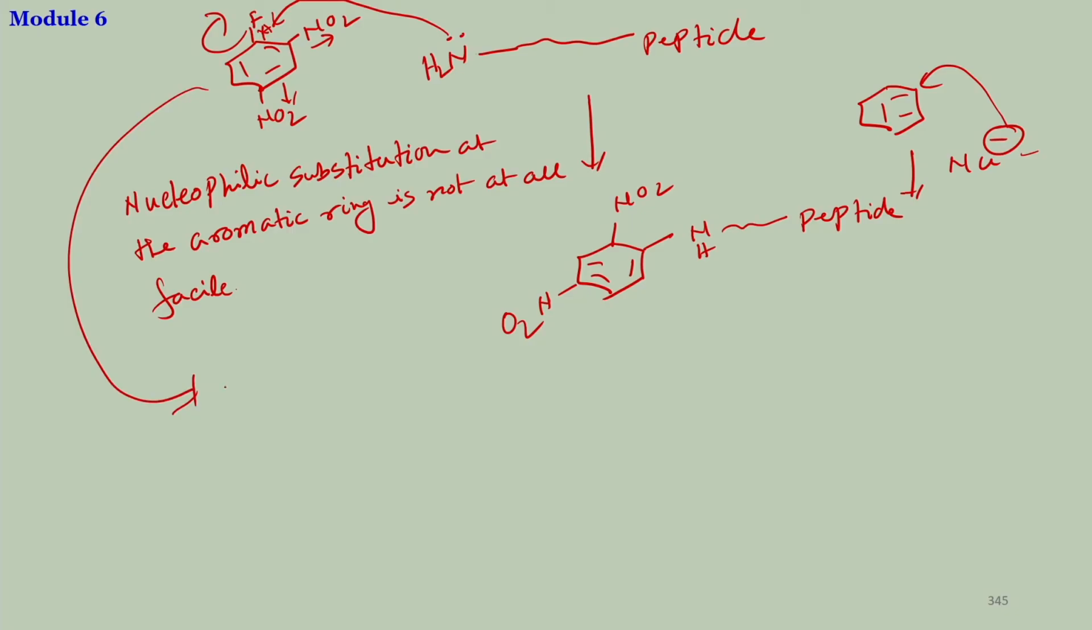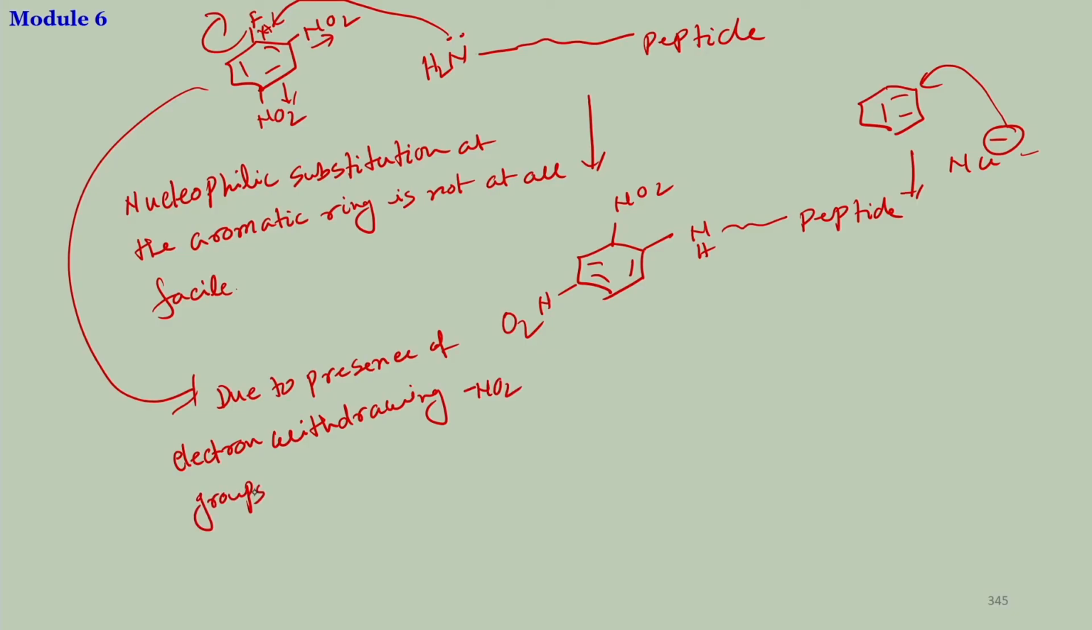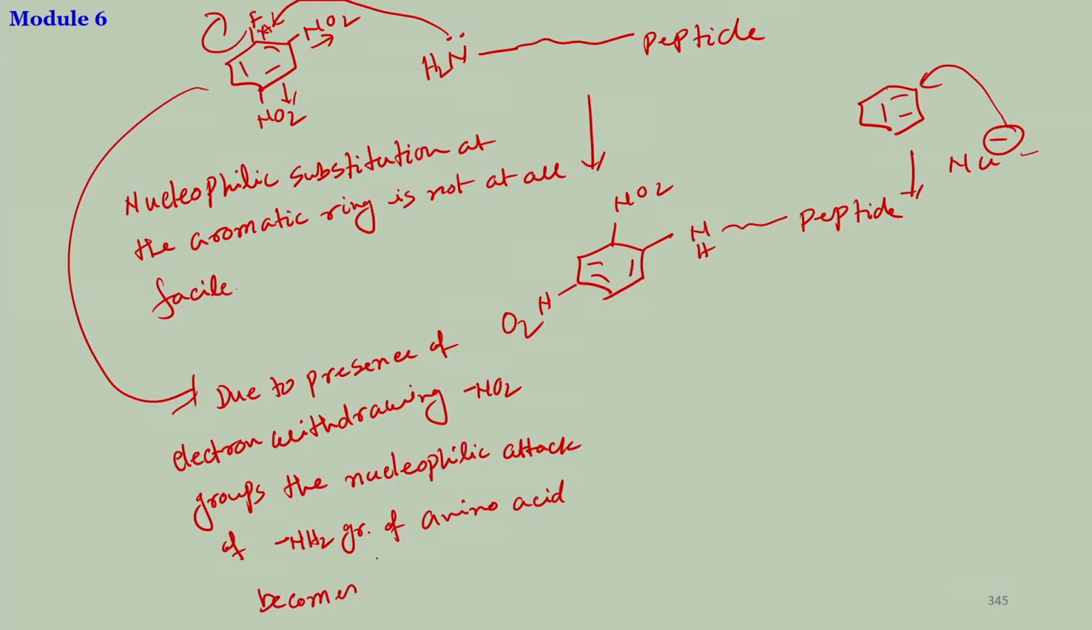So, for this given compound, due to the presence of electron-withdrawing nitro groups, the nucleophilic attack of the NH2 group of the amino acid, which is obviously the N-terminal amino acid, becomes facile. That is why this reaction occurs.